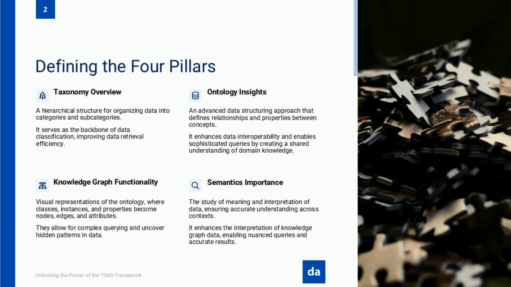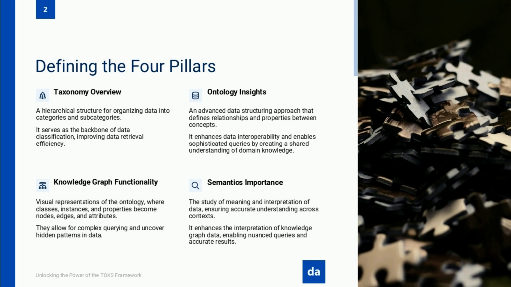In the world of data science, effective organization is crucial for making sense of the vast amounts of information we collect. But have you ever wondered what the foundational elements of this organization are? Let's explore four interconnected concepts that form the pillars of data organization: taxonomy, ontology, knowledge graphs, and semantics. Together, these pillars create what we call the TOKS Framework in data science.